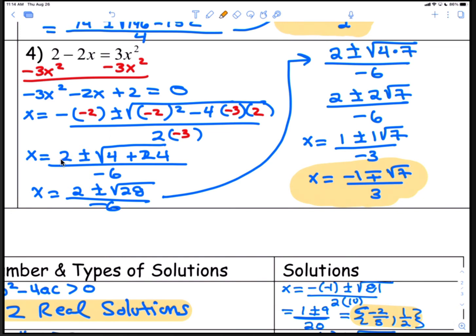Simplifying, we end up with positive 2 plus or minus the square root of 4 plus 24 all over negative 6. 4 plus 24 is 28.